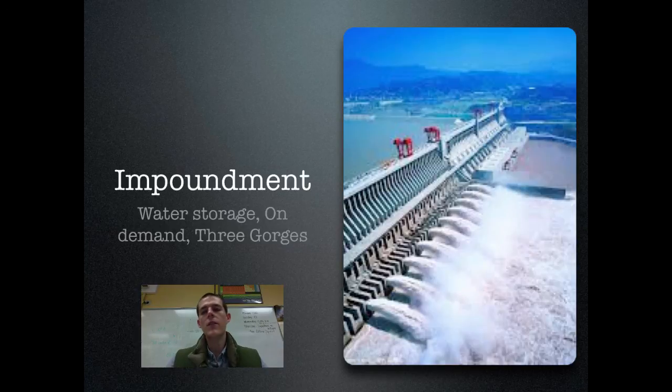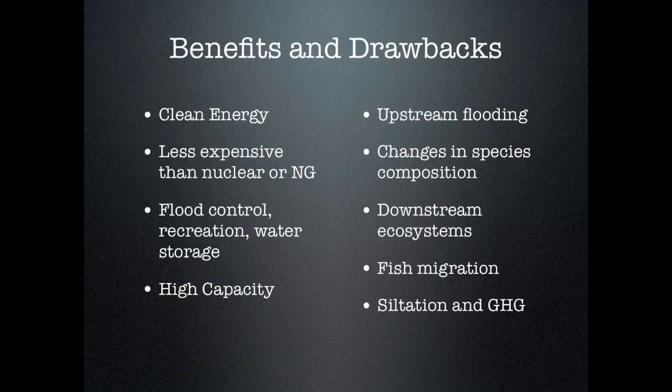The biggest and best known hydroelectric project in the world is the Three Gorges Dam in China. And over on the next slide, we're going to talk about some of the benefits and the drawbacks of hydroelectric in general, as well as the Three Gorges Dam. So looking at the benefits and drawbacks, here are the major things that you need to know.